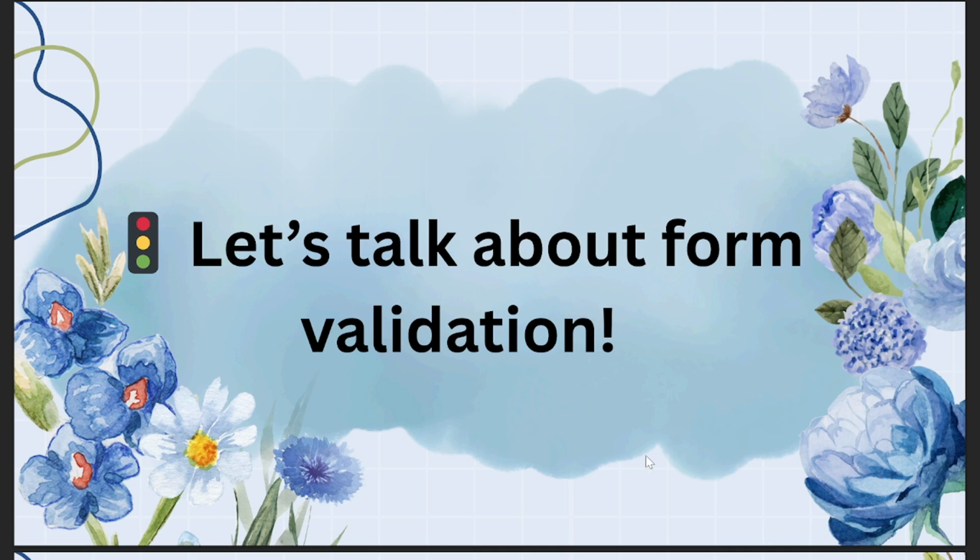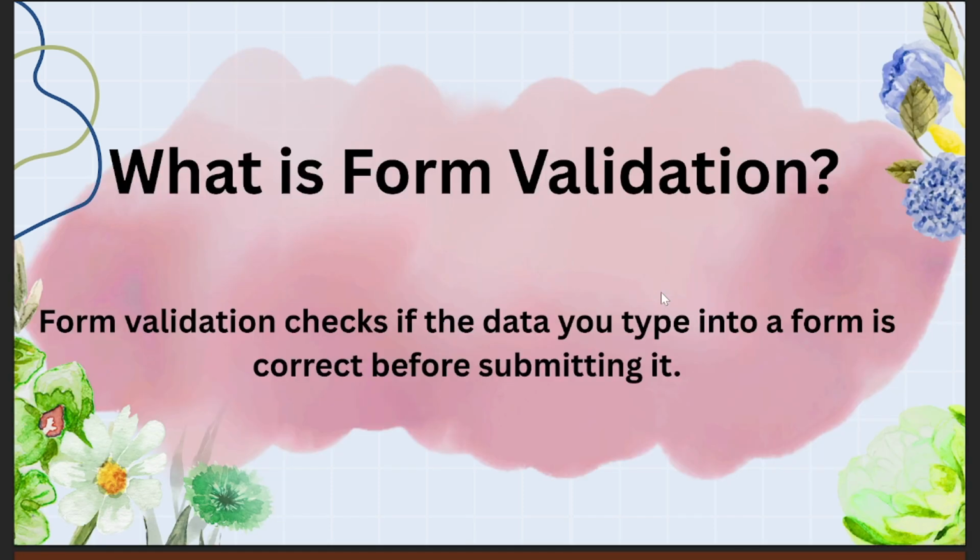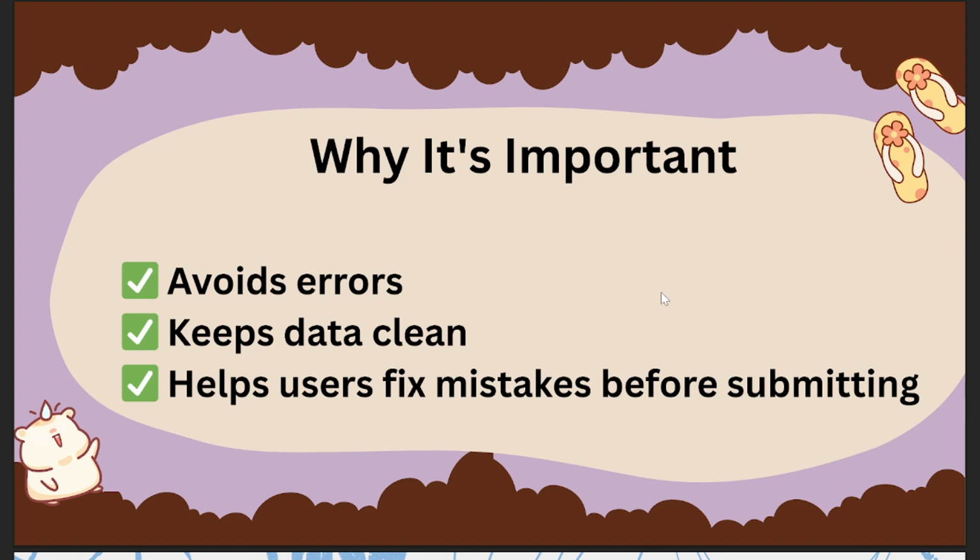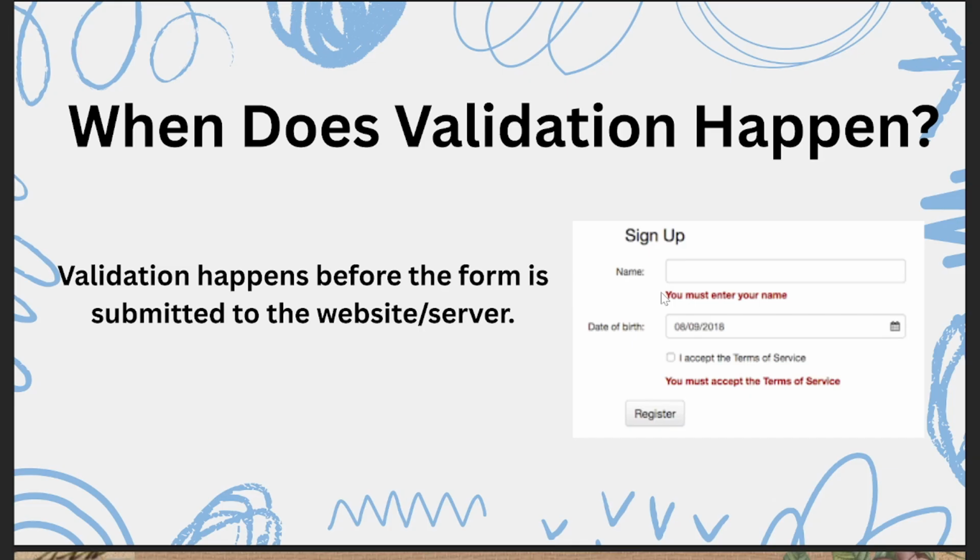So that's good. And now we'll be talking about form validation. What is form validation? Form validation checks if the data you type into a form is correct before submitting it. And it is important because it helps avoid errors, it keeps your data clean, and it helps users fix mistakes before submitting. Because most of the time, we tend to forget to fill out certain parts of the form. Okay, but first of all, I will show you a simple way you can validate your form.